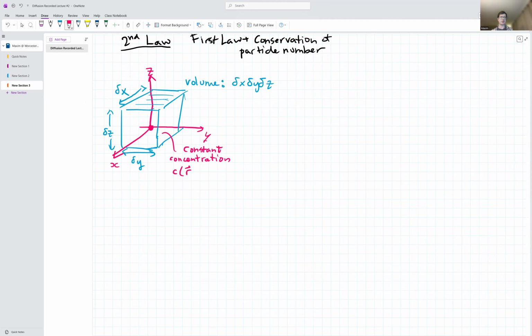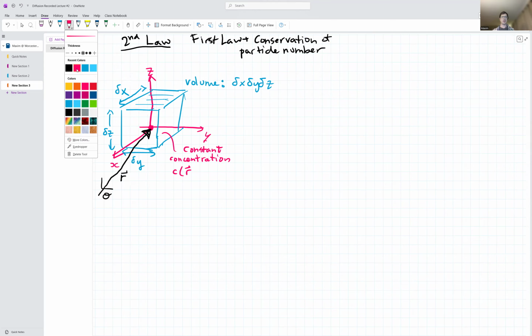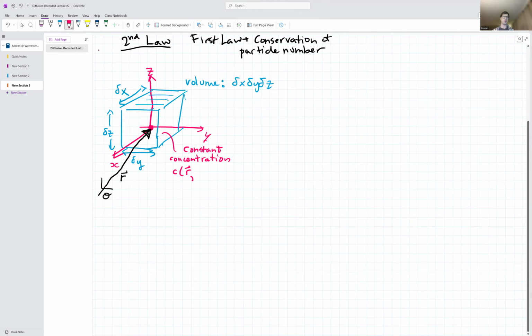So you can imagine some other coordinate system where this is the origin, and then we're looking at what happens to the concentration at some position vector like that. And we're imagining what happens to this concentration after one small time step, delta t. We're going to try to figure out how the concentration changes in time.